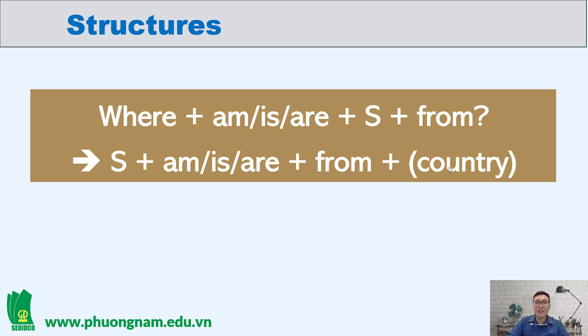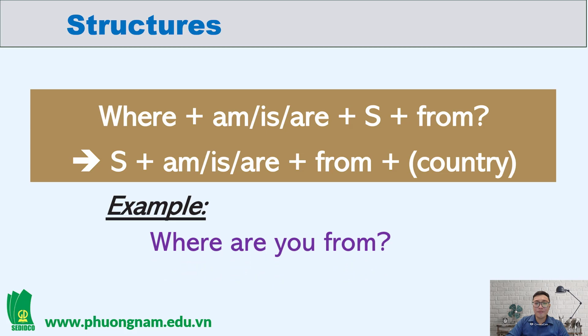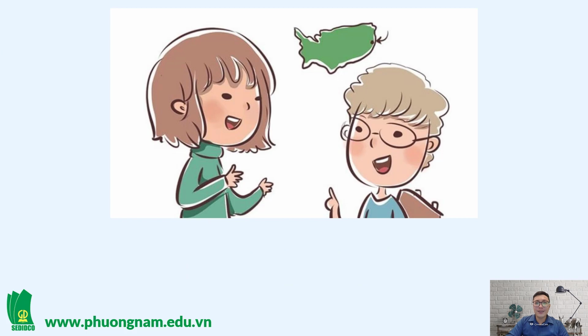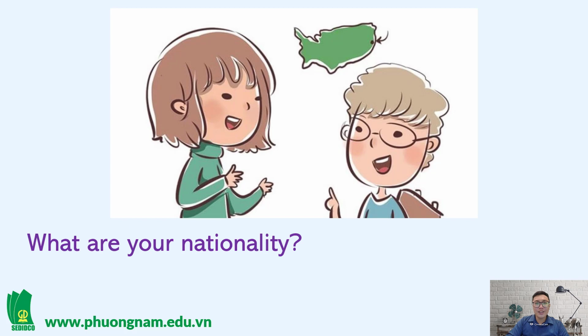So, let's look at example. Where are you from? I'm from Vietnam. So, let's continue. What are your nationality? I'm British.